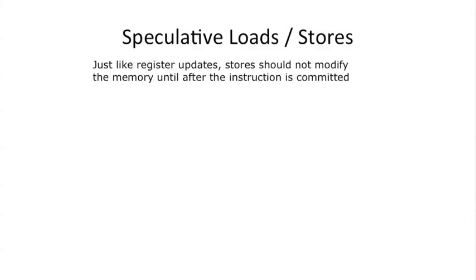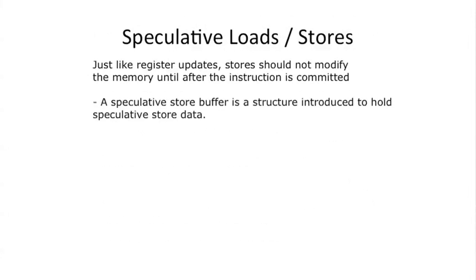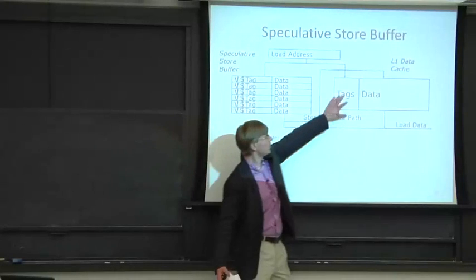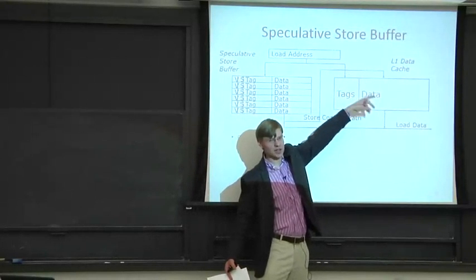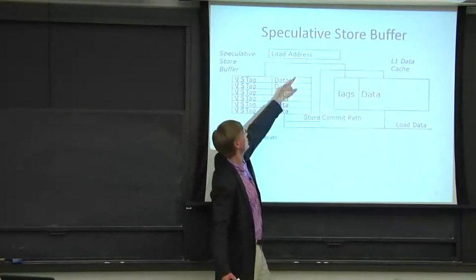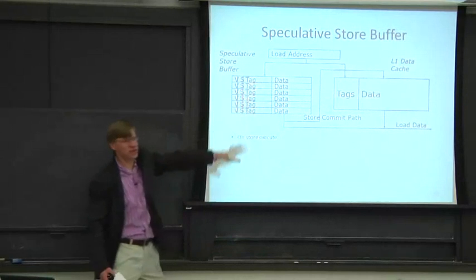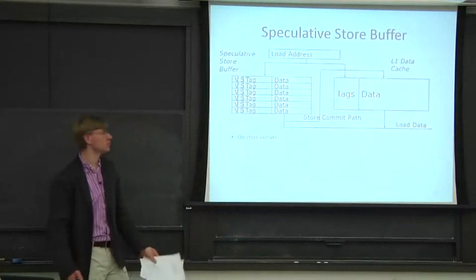OK, so speculative loads and stores. We're going to introduce a store buffer to hold the speculative state. So let's take a look very briefly here. I'll flash up what a store buffer looks like, and then we'll think about it for a second. So here you have your cache, your L1 data cache, we'll say. We're going to send all the addresses that go to the L1 cache also to this other structure here, which is the speculative store buffer.